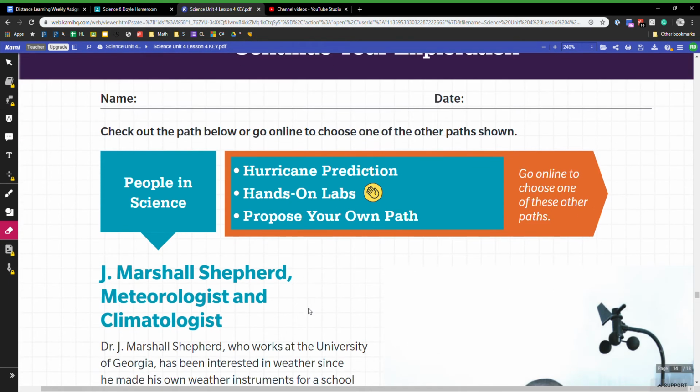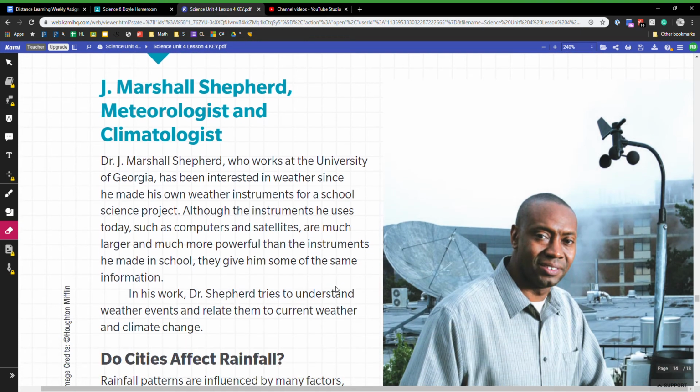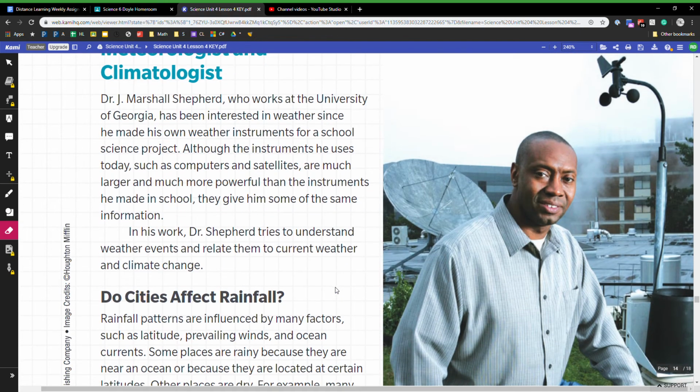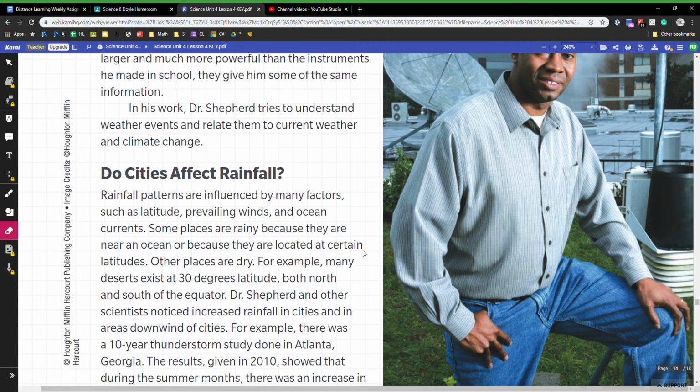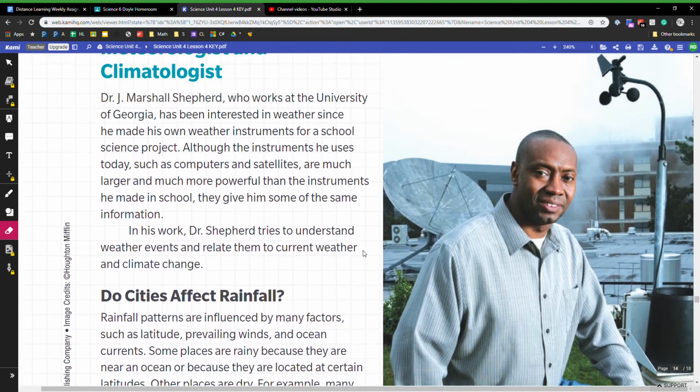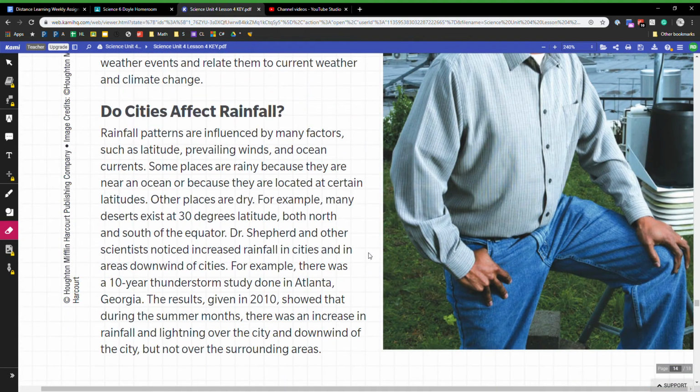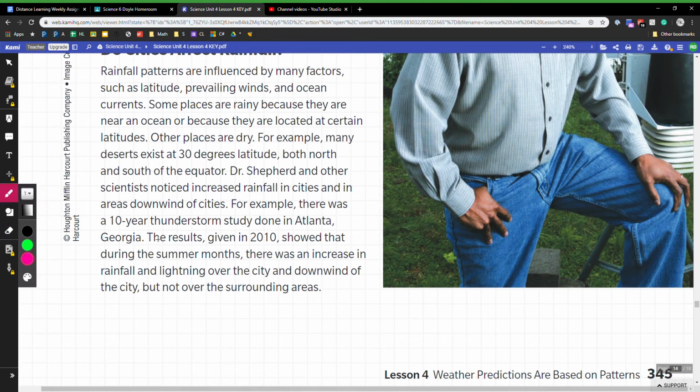So in lesson 4, Take It Further, it talks about this meteorologist and climatologist, Dr. J. Marshall Shepherd, who works at the University of Georgia, and he was looking at whether cities affect rainfall. So if you have a large city, is there more rain or less rain around the city? He did this study, and it says down here, the results in 2010 showed that during summer months, there was an increase of rainfall and lightning over the city and downwind of the city, but not over the surrounding areas.